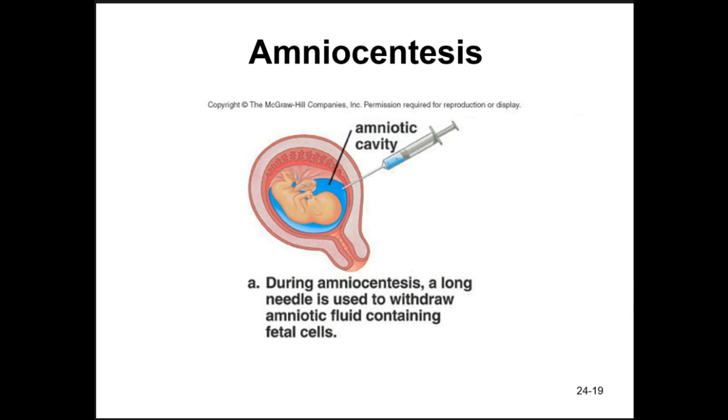Amniocentesis is a procedure where you can look to see what the chromosomes look like of the developing embryo or fetus, and this can be used sometimes in conjunction with genetic counseling, and there are other applications in biotechnology as well. But during amniocentesis, a long needle is used to withdraw amniotic fluid containing fetal cells, and then biochemical tests can be run on the amniotic fluid, and the chromosomes from these cells can be analyzed. Some of the disorders that you can detect with this procedure is you could tell if the child was going to have Down syndrome or some other chromosomal abnormality that results from non-disjunction.